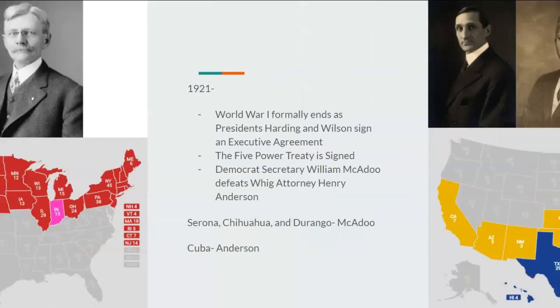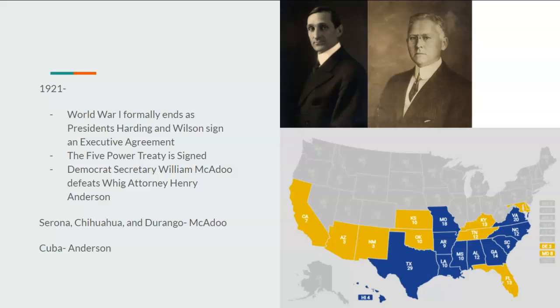In 1921, World War I formally ends as President Harding and President Wilson sign an executive agreement to cease all fighting. The Five-Power Treaty is signed between both countries of America, Britain, France, and Russia. So the Five-Power Treaty is signed, which was actually called the Four-Power Treaty in our time.